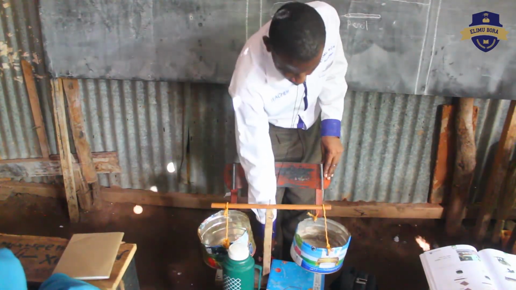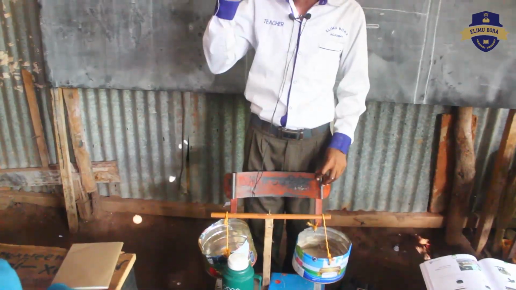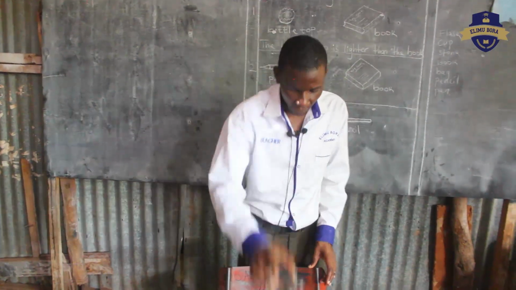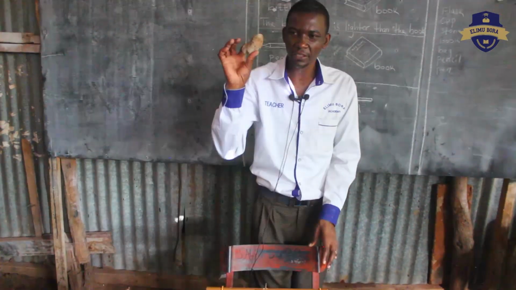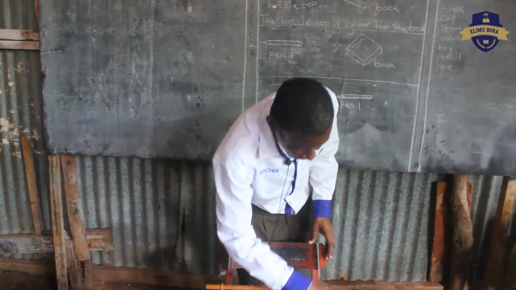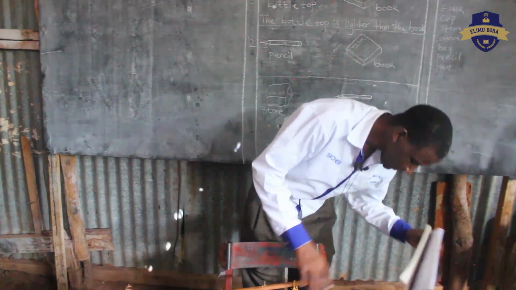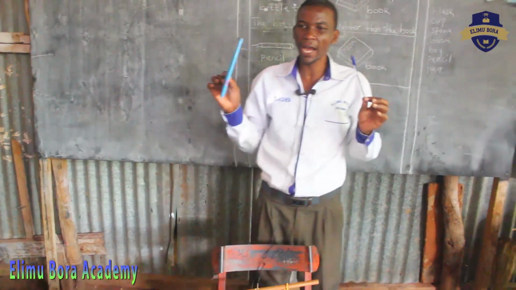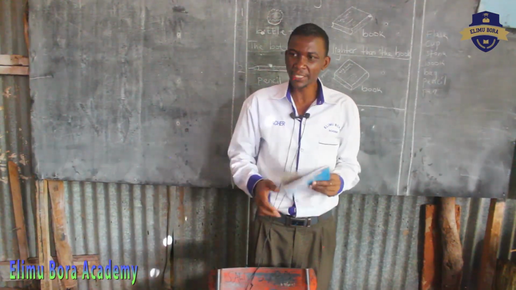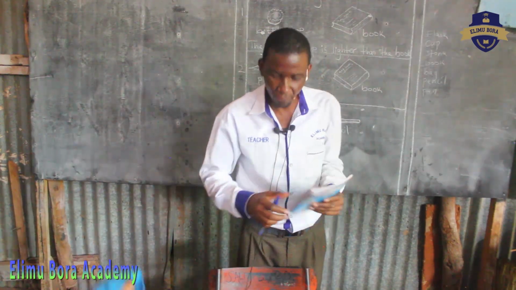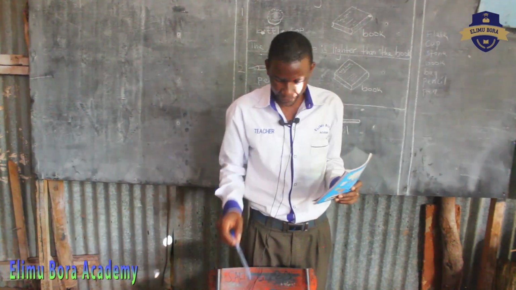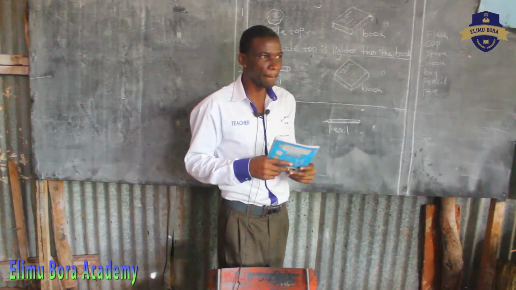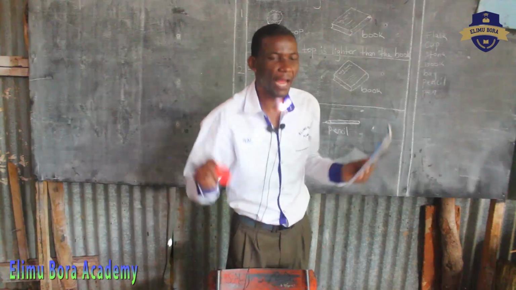We have a flask. We have with us a bottle top. We have with us a cup. We have a stone. We have a book. And we also have a pen. Now we will start to compare the mass of our items we have collected, starting with a bottle top and a book.